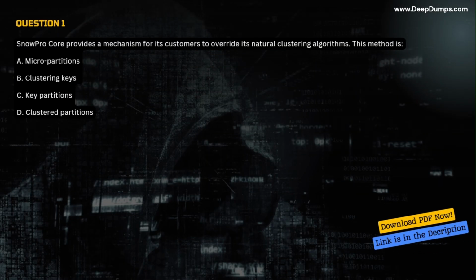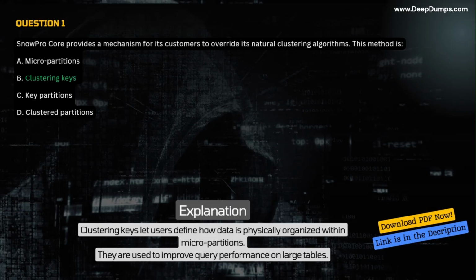Question 1. Snowflake provides a mechanism for its customers to override its natural clustering algorithms. This method is A. Micropartitions. B. Clustering keys. C. Key partitions. D. Clustered partitions. Correct answer B. Clustering keys. Explanation. Clustering keys let users define how data is physically organized within micropartitions. They are used to improve query performance on large tables.